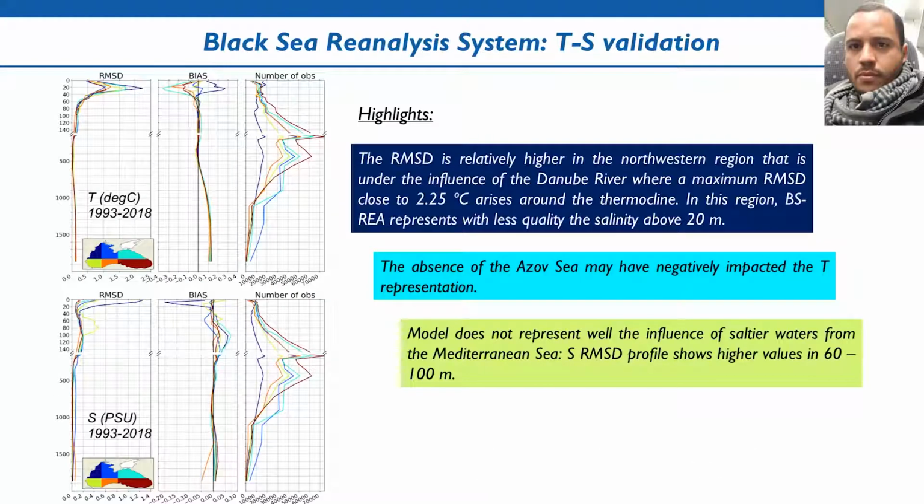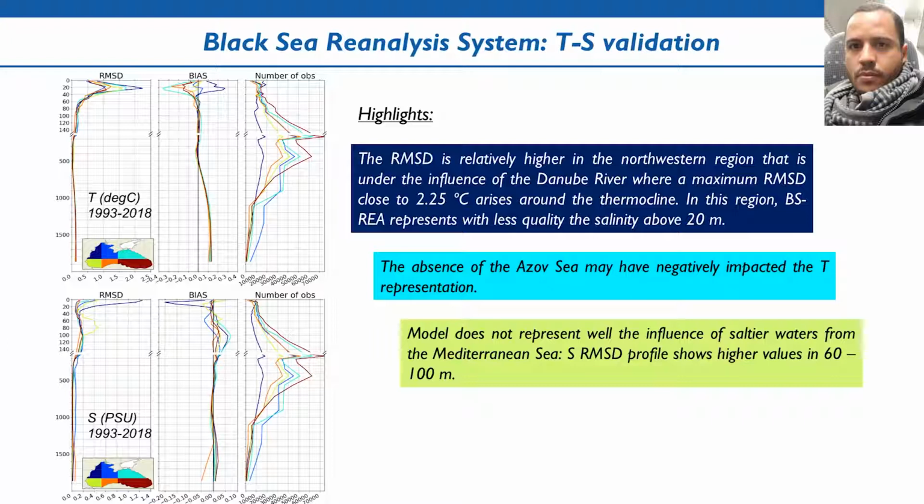We also prepared vertical profiles of root mean square deviation and bias for different subdomains in the Black Sea. Each color represents a different subdomain. For instance, the root mean square deviation is relatively higher in the northwestern region, the dark blue region. This region is under the influence of the Danube River. For instance, the Black Sea reanalysis represents with less quality the salinity above 20 meters.